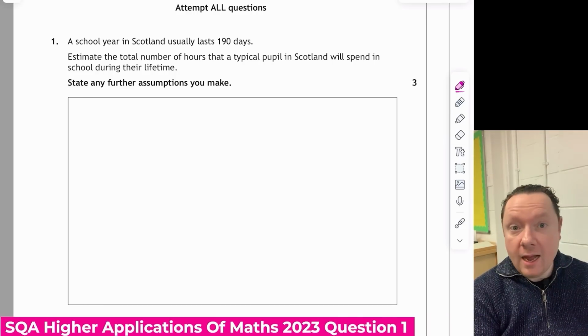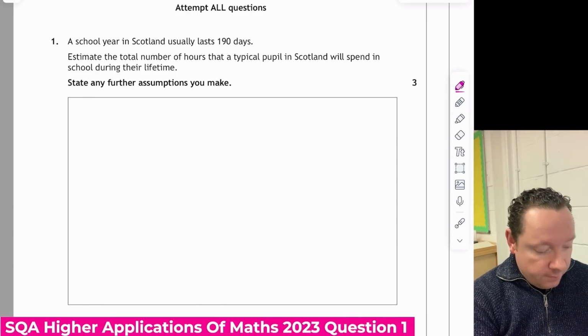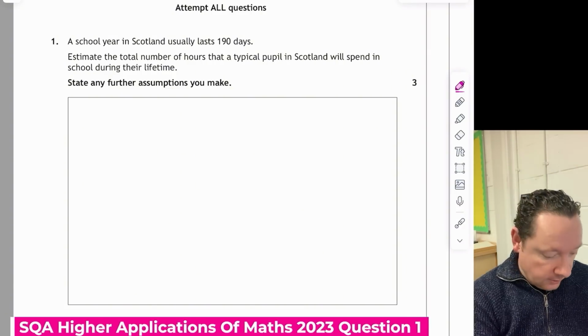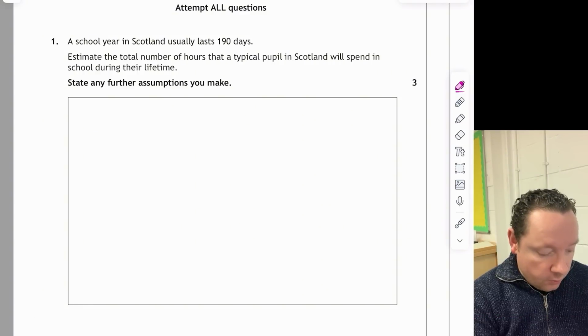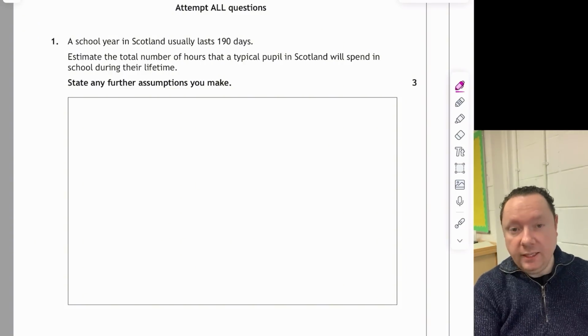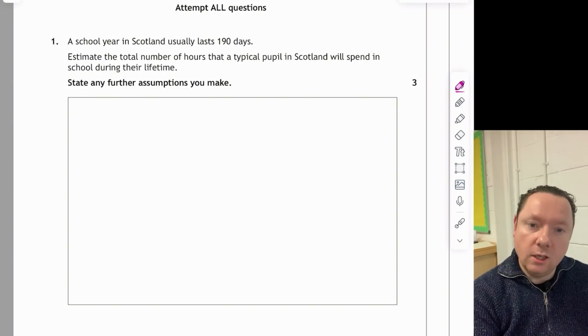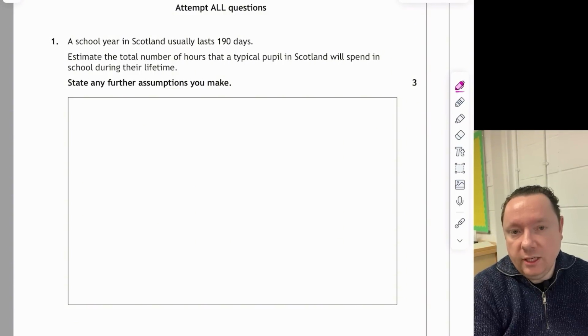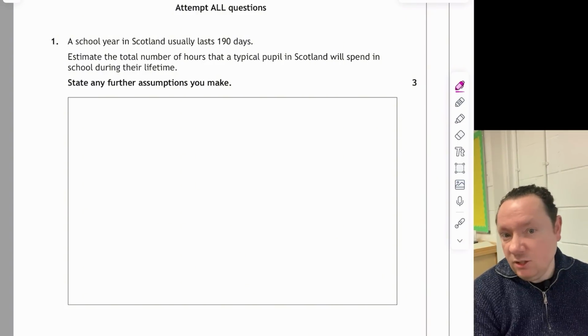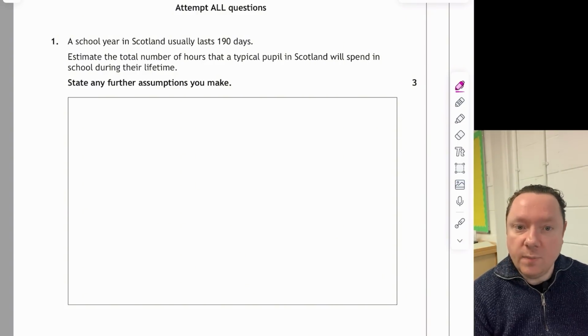So SQA, Higher Applications of Maths, 2023, question 1. A school year in Scotland usually lasts 190 days. Estimate the number of hours a typical pupil in Scotland will spend in school during their lifetime. State any further assumptions you make. Okay, so we need to assume how many years a pupil in Scotland is at school. So let's take primary school, that's maybe 7 years, high school up to 6 years, 7 and 6, 13 years say, some maybe a little bit less, some maybe a little bit more.